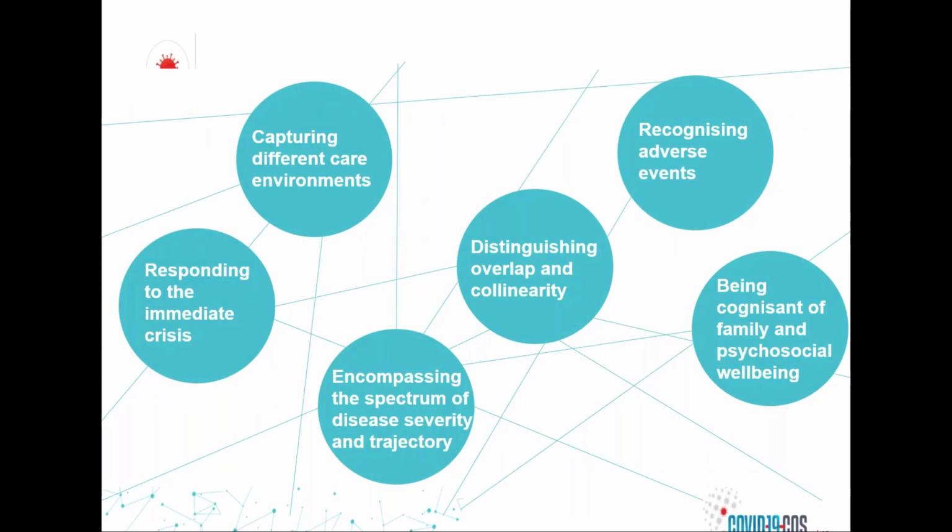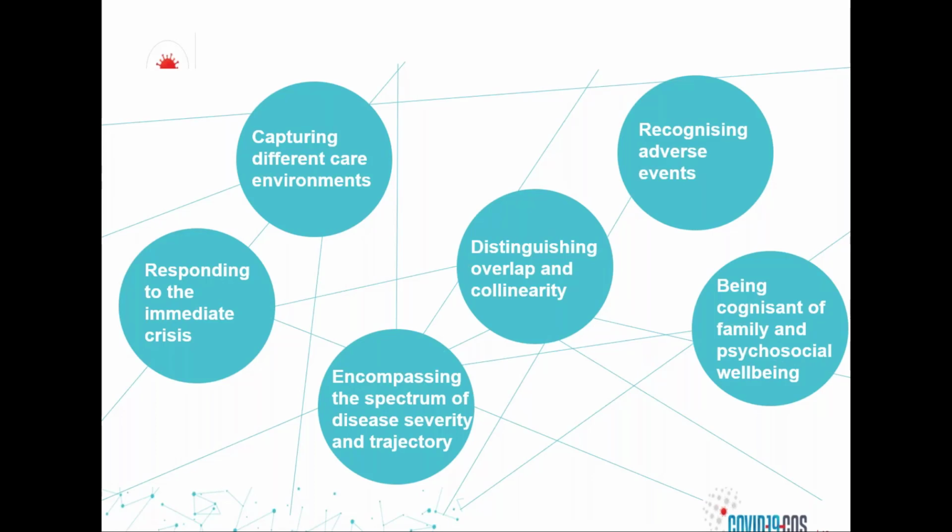One was around responding to the immediate crisis. Participants noted that the top-ranked outcomes really reflected this response to the crisis of COVID-19, which is why mortality, respiratory failure, and multi-organ failure were prioritised highly. They also noted that there was a need to capture different care environments because participants with COVID-19 could be receiving care in hospital, but also in community settings. So the core outcomes had to be relevant across these settings.